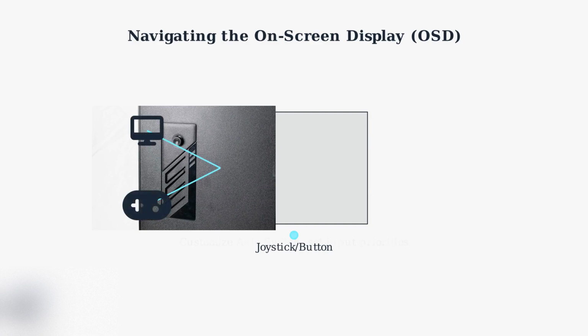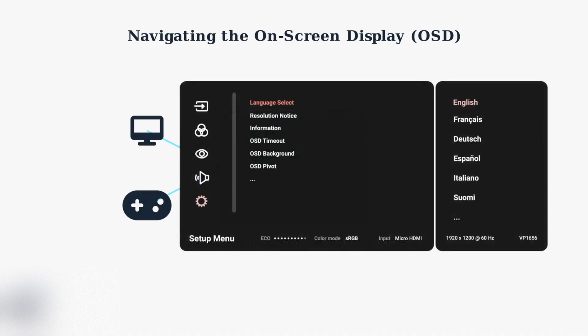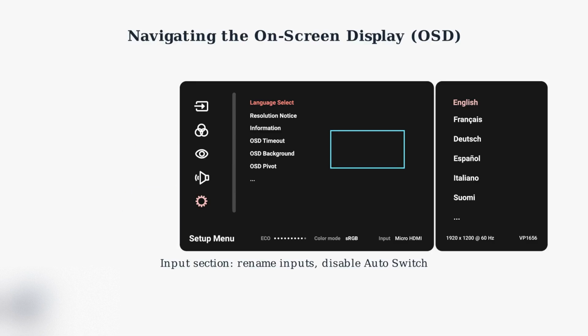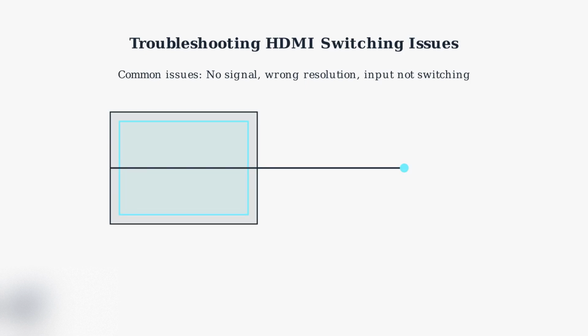Within the OSD, you can customize auto switch behavior. This includes setting input priorities so your monitor automatically switches to preferred sources when they become active. In the input section of the OSD, you'll find options to rename inputs for clarity and disable auto switch for specific ports if needed. This gives you precise control over how each HDMI connection behaves. Overall, the OSD provides granular control over your HDMI connections, allowing you to tailor the monitor's behavior to your specific setup and preferences.